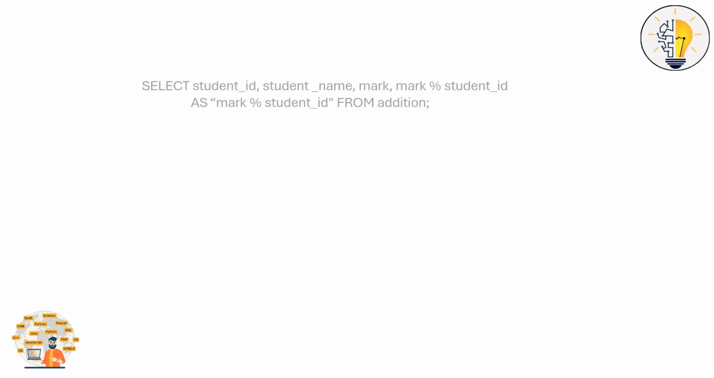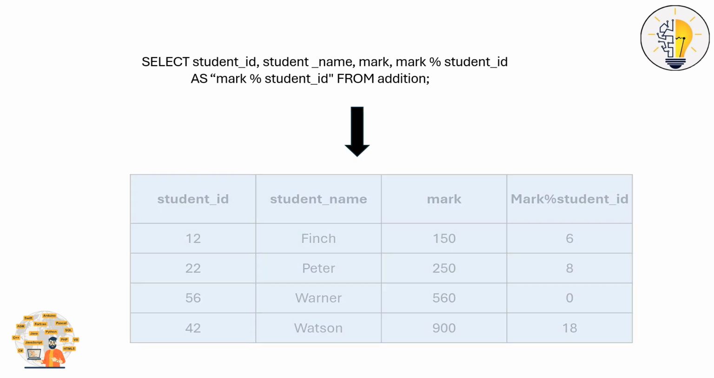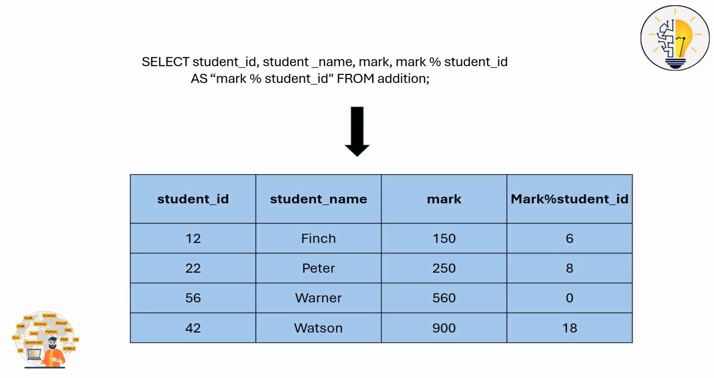If it is for two columns, what happens? See, ID, name and mark is displayed. Mark modulus student ID, so that will be your column name. As the column name you have specified from addition. Now you are specifying student ID and mark, so these will be divided with each other. 150 divided by 12. The value is 6, because 12 times 12 is 144. More than that you cannot make.